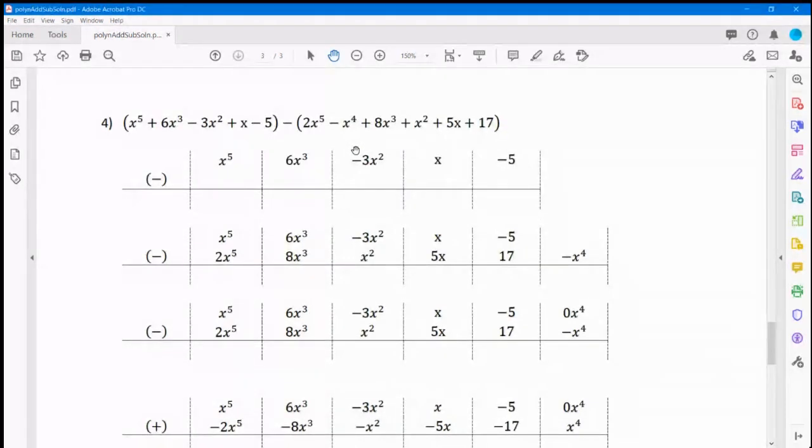So for the last one, we're subtracting, as you can see. So this is the one on top, since we're subtracting. So x to the 5th gets its own column, 6x cubed, minus 3x squared, x goes in here, minus 5 goes here. So for the next polynomial, 2x to the 5th, where's that going to go? That's going to go in front, over here, as you can see. Because x to the 5th and 2x to the 5th are like terms.